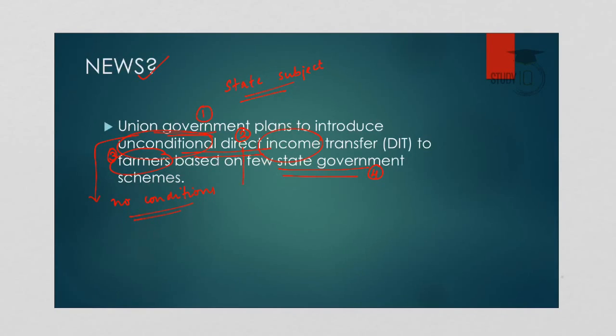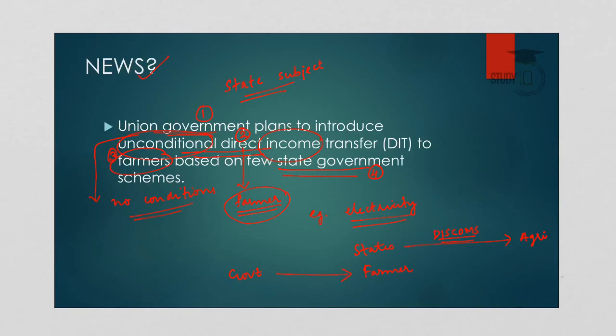So this is direct income transfer, therefore the benefit will be directly reaching the farmer. There will be no intermediary. For example, in case of electricity subsidy, the state government distributes electricity to the agricultural sector free of cost or at subsidized rates, and this is done through the discoms or distribution companies. But in case of direct income transfer, there will be no intermediary. So government will be transferring the benefit or the income to the farmer directly.